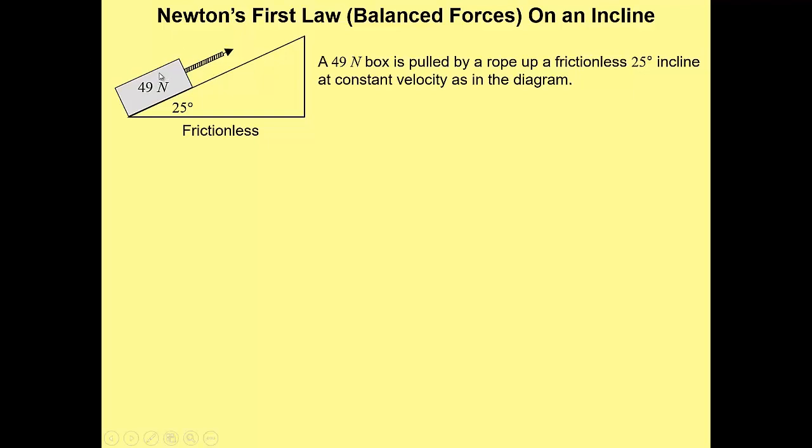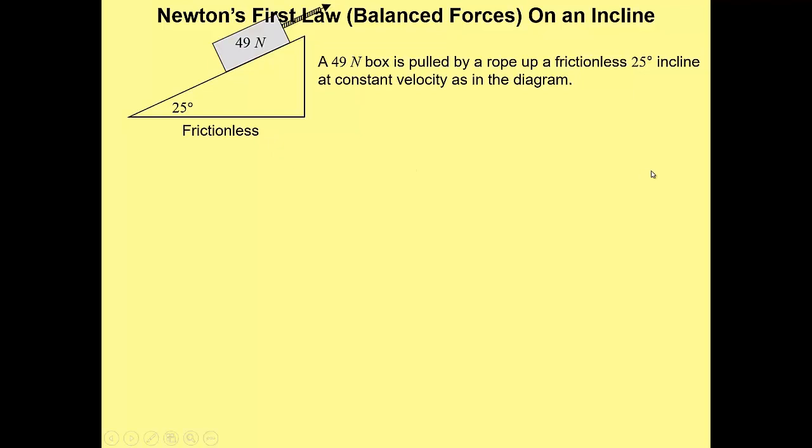So here we're pulling a 49 Newton box with a rope up a frictionless 25-degree incline, again, perfect incline, at constant velocity, as in this diagram. You ready? Watch. Whee, there it goes, constant velocity. It's being pulled at constant velocity up the hill. Okay?